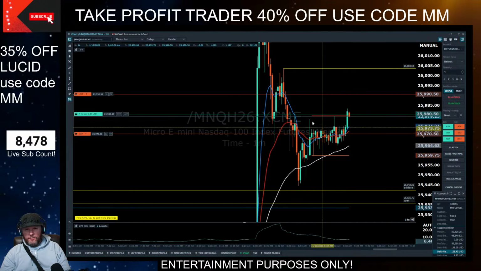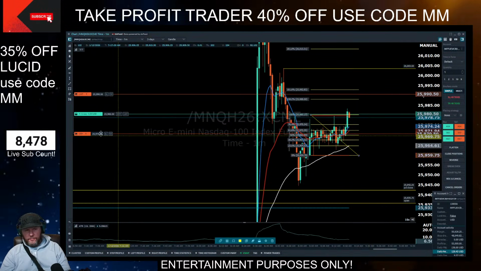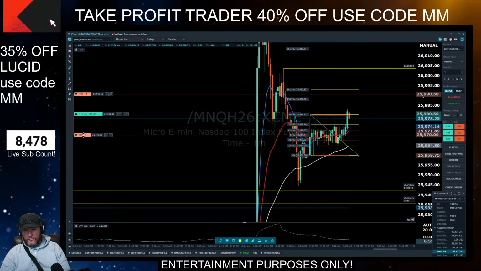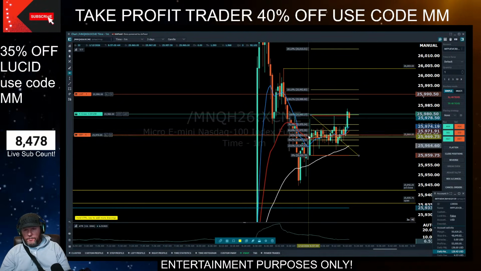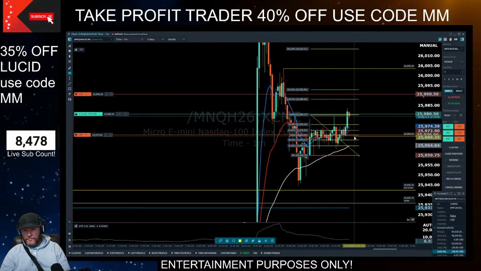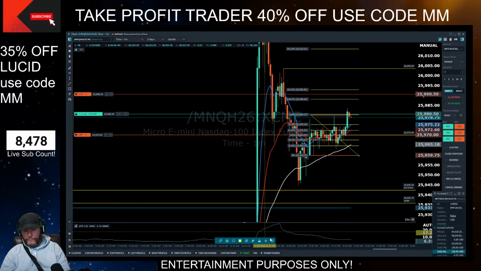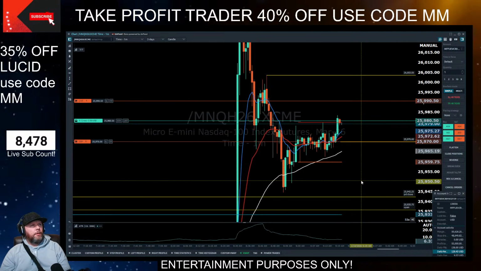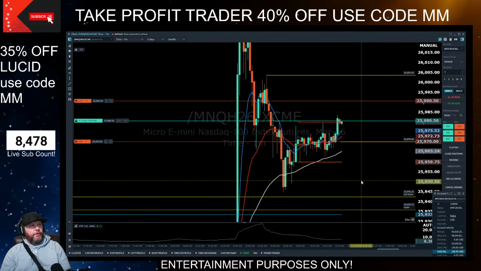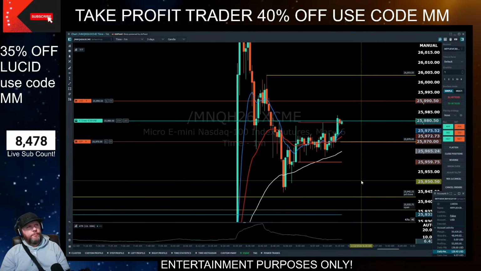Let's measure this midsection. Auto trail the big move up. Auto trail down to 50%. Yeah, let's go.